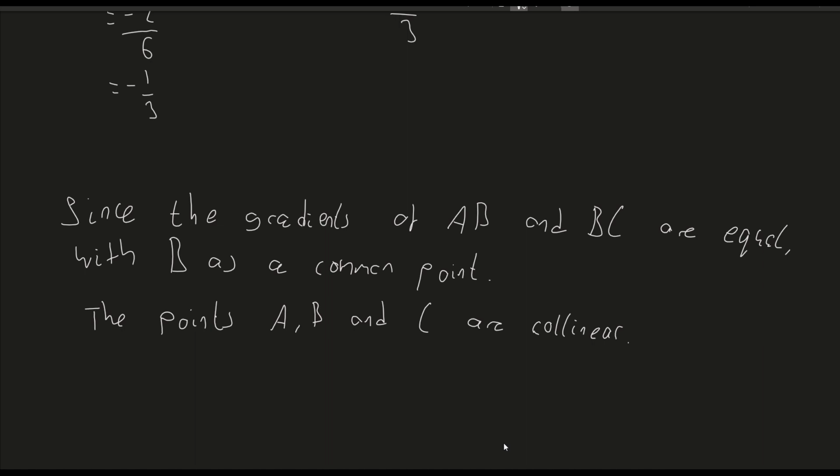So just note that in the exam or in tests or anything like that, this sentence is something that you have to write out. You don't have to write it exactly like this, just as long as you nail the main points. So you have to talk about the gradients being the same, you have to talk about B being a common point, and then you have to say, so therefore these points are collinear, which was the whole point of the question. You were being asked to prove that.